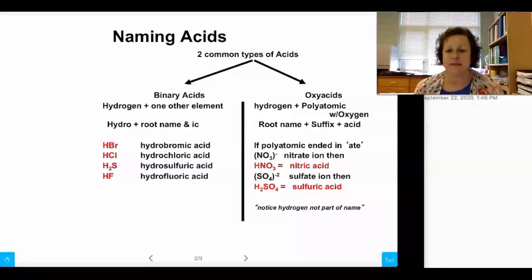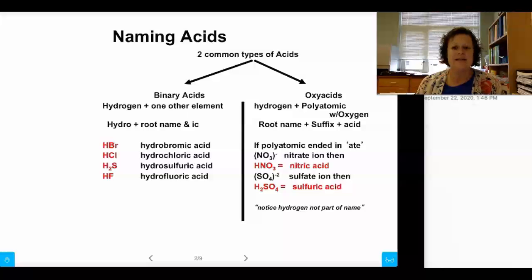There are two types of acids. There are binary acids, which are actually a hydrogen and one element. Then there are oxyacids. It's made up of 3 parts: hydrogen and a polyatomic ion that has oxygen in it. There are 2 ways to name an acid.